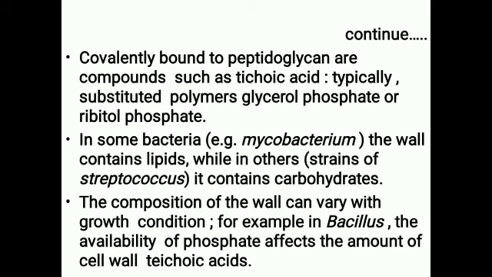In some bacteria, the cell wall contains different lipids, while in other strains of streptococcus it contains carbohydrates. But in most bacteria, the cell wall is composed of lipids. The composition of the cell wall can vary with growth conditions. For example, in bacillus, the availability of phosphate affects the amount of cell wall teichoic acid.